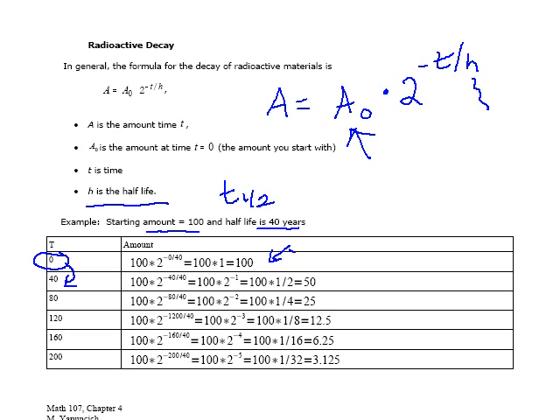Now we've decreased to 50, decreased by half. Move another 40 minutes to 80. 80 goes in the denominator. That becomes 2 to the minus 2, which is 1/4. And we dropped by another half to 25, and that pattern continues.